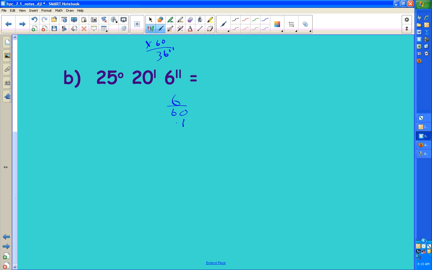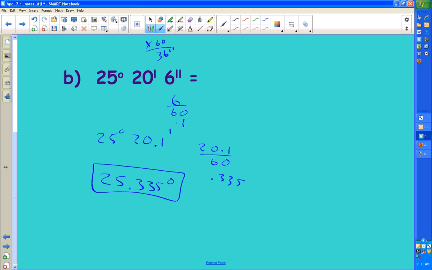0.1. So that means that you have 25 degrees and 20.1 minutes now. How do we handle the 20.1 minutes? Which part? The 20.1. So 20.1 divided by 60. What does that give you for your decimal? 0.335. So that means you have 25.335 degrees. Does that make sense to everybody?